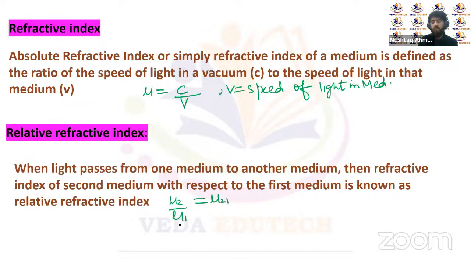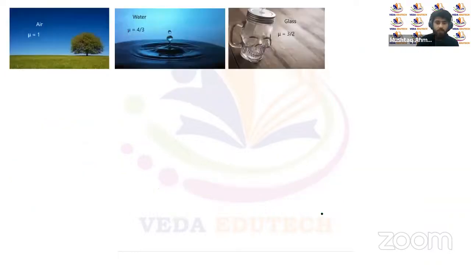Either we write it as mu2 upon mu1 or mu21. It means the refractive index of the second medium with respect to the first medium, and similarly the refractive index of the first medium with respect to the second medium can be written as mu12, that will be mu1 upon mu2. So this is what we call the relative refractive index.